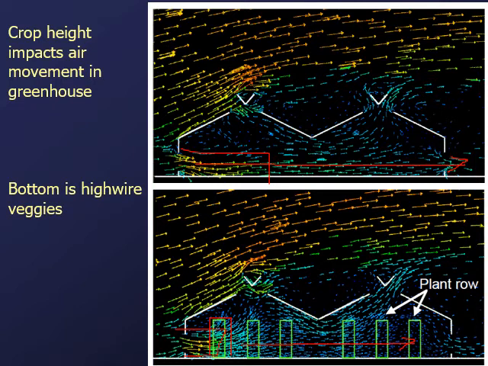Not to mention, this model doesn't factor in that the more plant mass you have, the more they cool the greenhouse through evaporation. So again, a lot of high wire veggie farms are not nearly as hot as you might think in the summer months, except for cucumbers.